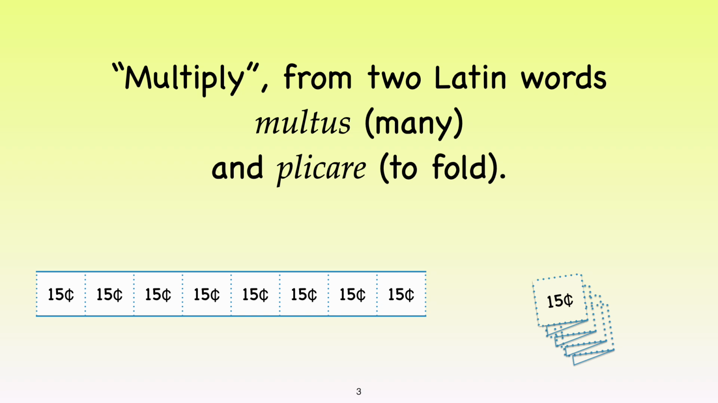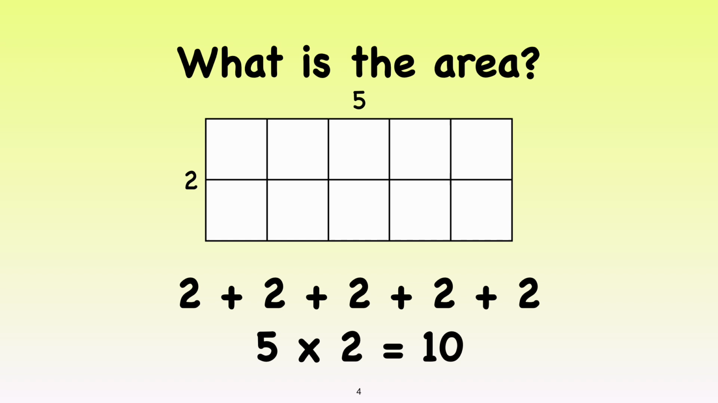Plicare means to fold. What are other English words that use these two pieces? Multitude, multiped, as in many-footed, and the word ply. We talk about two-ply fabric or paper or plywood. So now the meaning can be layers. There's also pliable and duplicate, plicare. Back to the task at hand.